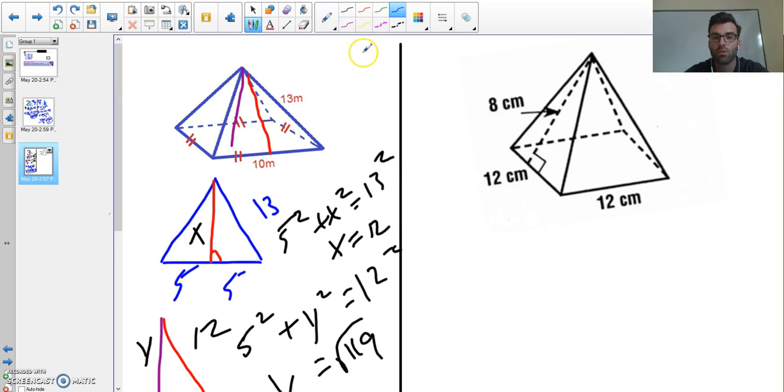Why don't you try this one? That 8 is your slant height. Use the slant height to help you find your height. Try that one on your own. Pause the video and come back and check your work.